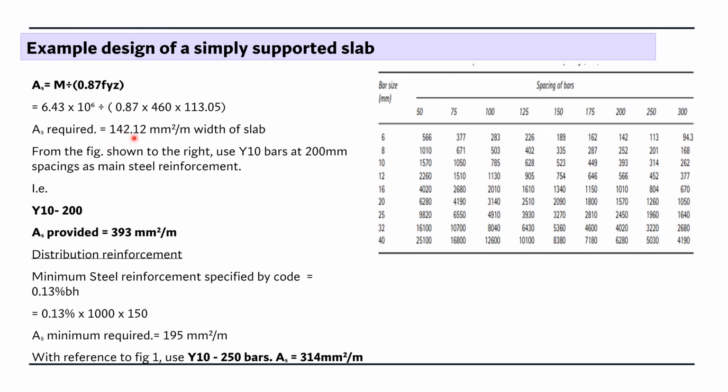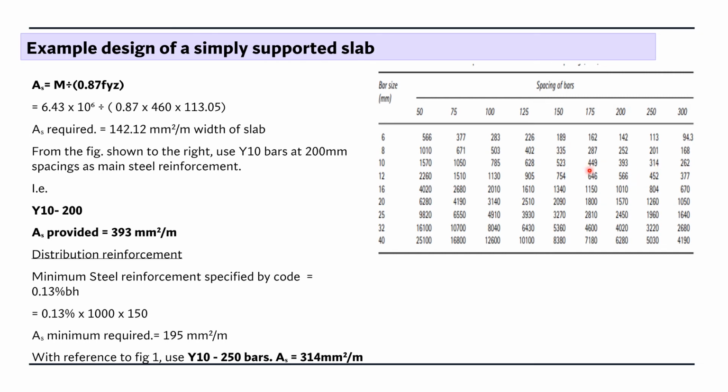Remember, this you are going to use to check for the deflection later on. Now for distribution reinforcement, minimum steel reinforcement specified by code is 0.13% BH, because we are using a high yield steel. So when we calculate it, we have a minimum area of 195 mm² per meter. And so looking at the chart again, we can select a steel of Y10 at 250 bars.